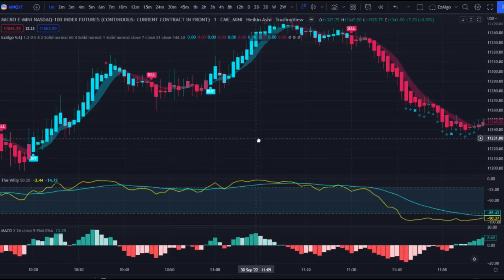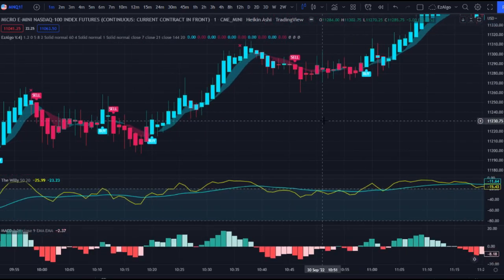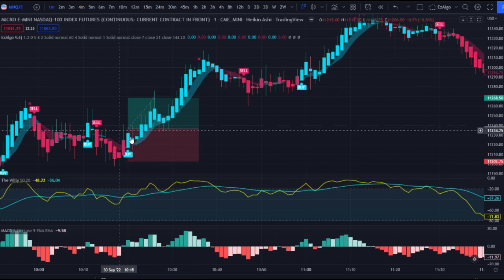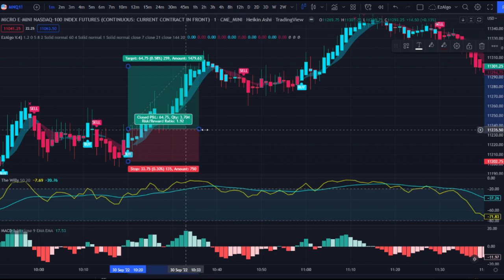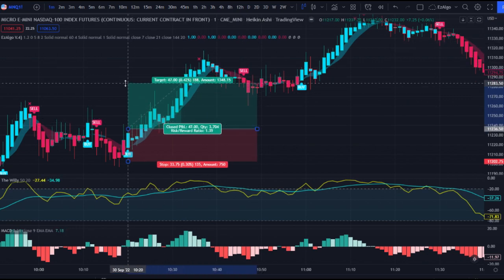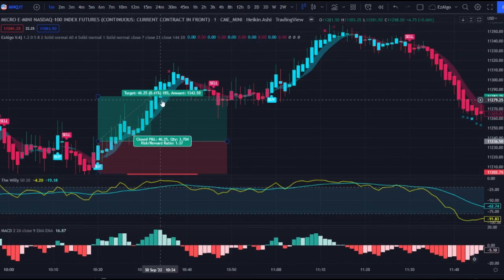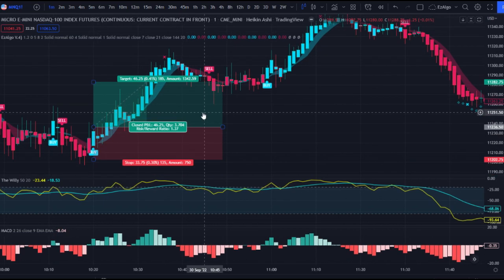So let me show you guys exactly some of the trades that he took today. One trade that he took was this long position right here, because we had a buy signal on Easy Algo, the Willie had just crossed over that blue line, and the MACD had just gone from red to green. So that was the first trade. And we can exit at an Easy Algo mild sell signal or an Easy Algo sell signal. So that is a 46-point move.